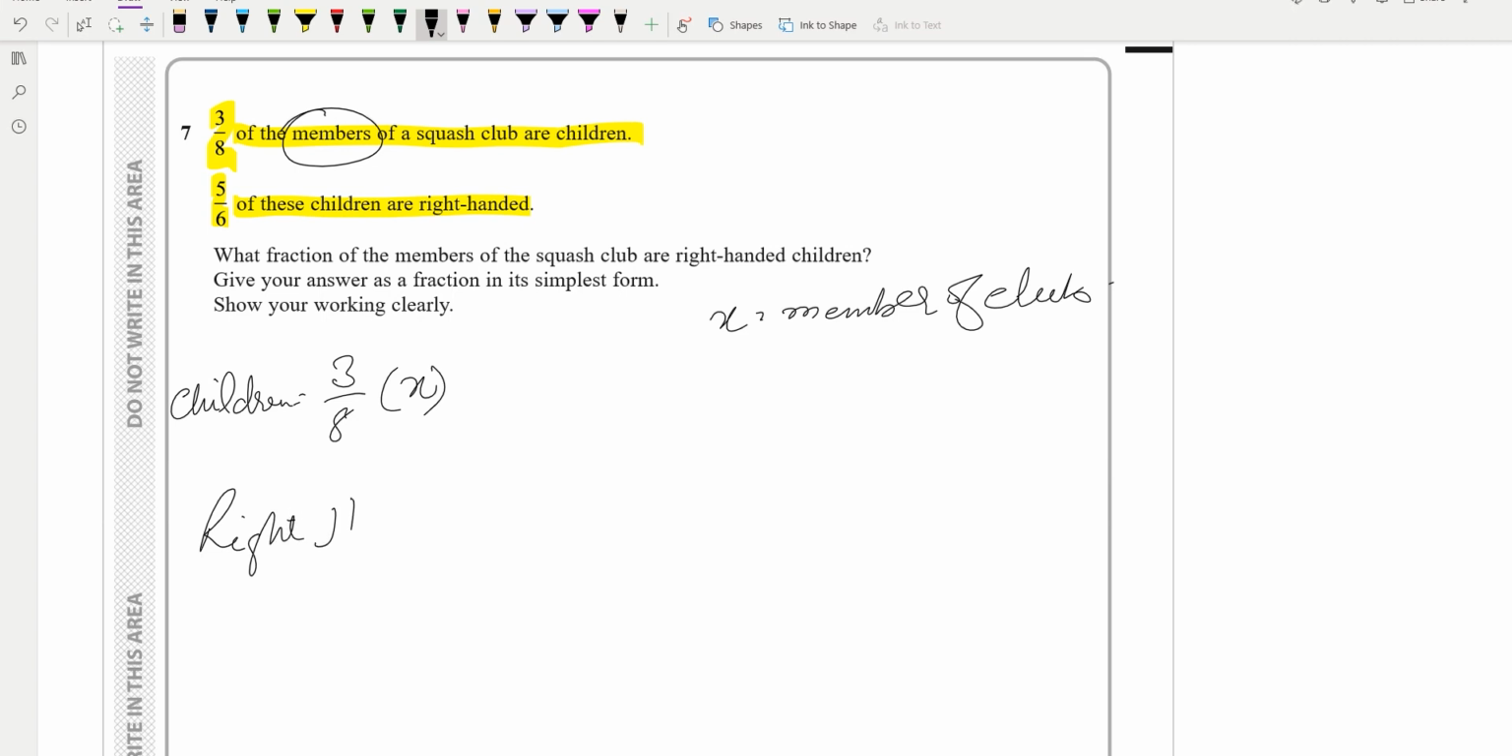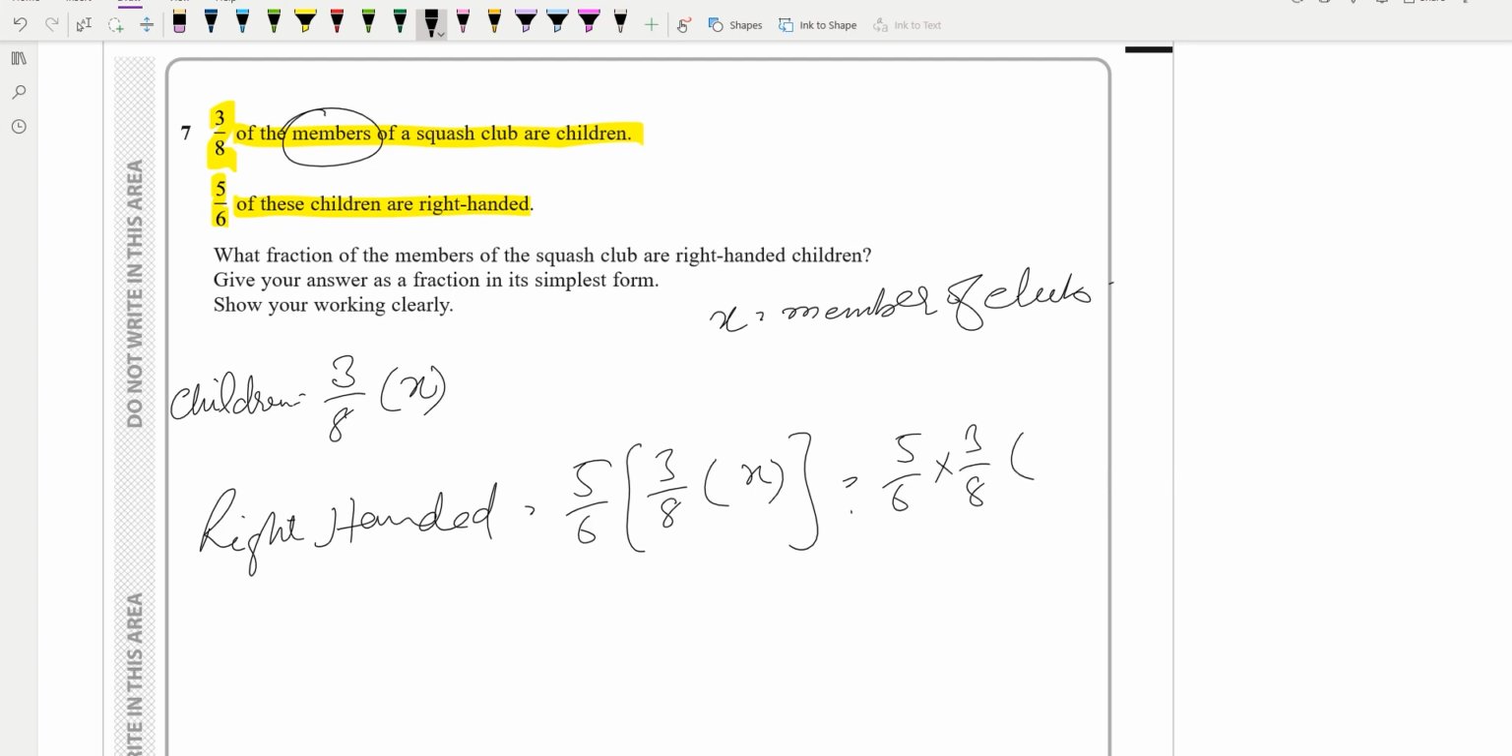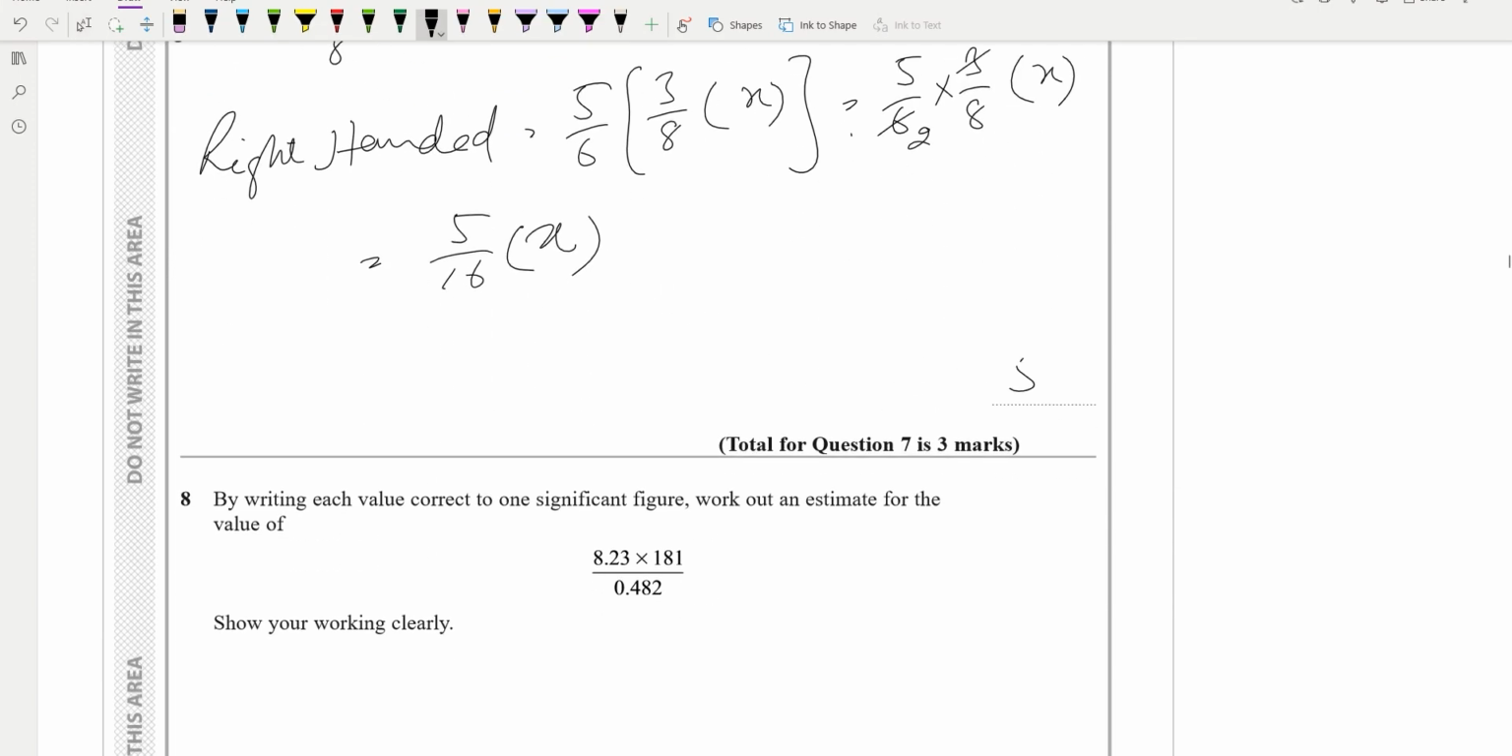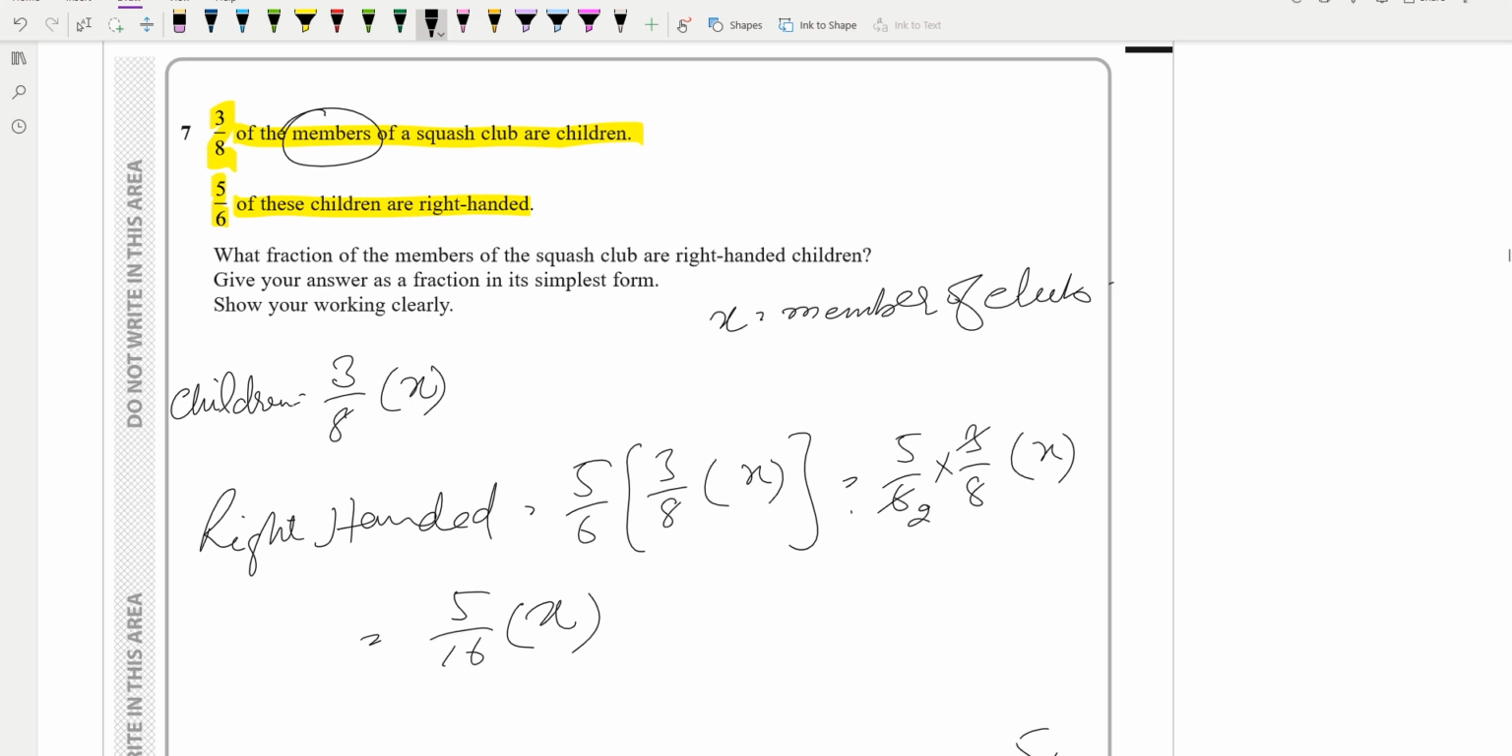So right-handed will be equal to 5 by 6 of 3 by 8 of x, and we can multiply this. We can cancel this, 3 2s are 6, and this will be equal to 5 by 16 of x. So our answer will be 5 by 16. This is basically what fraction of members of the Squash Club are right-handed children. Give your answer as a fraction in simplest form and show your working clearly.